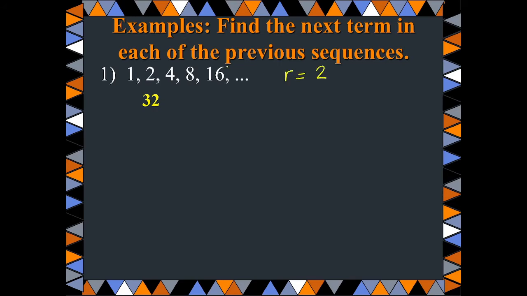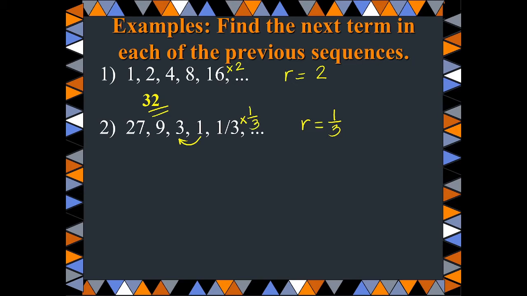So I'm going to be multiplying 16 by 2 to get 32. So the first step is to get the common ratio first. So we have the common ratio. This is 1 divided by 3. That's 1 over 3. So I'm going to multiply this by 1/3. Therefore, the answer is 1 over 9.